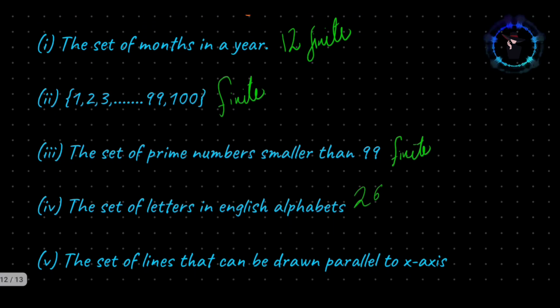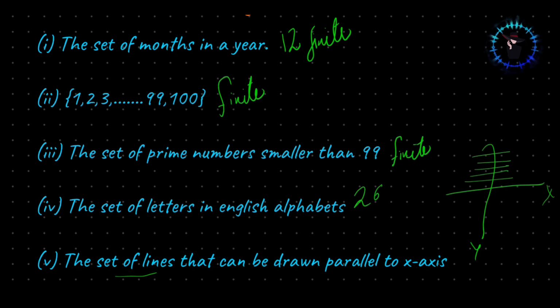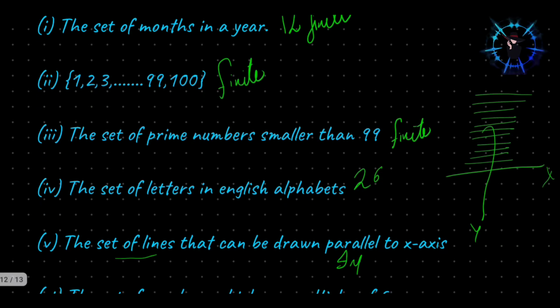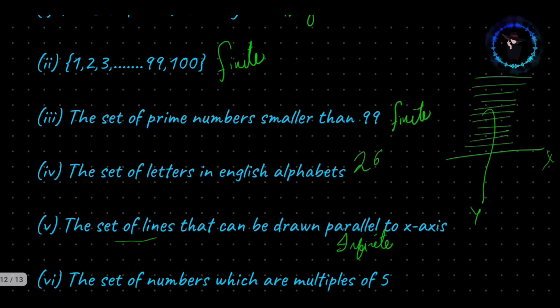The set of lines that can be drawn parallel to the x-axis. So what's the x-axis? This is y, this is x. So the set of lines. How many lines can we draw? 2, 3, 4, 5, 6, 7. Infinite. We can draw as many lines as we want. So it is an infinite set. Sixth one, the set of numbers which are multiples of 5. There are infinite numbers because there is no end to the numbers. So multiples also don't have an end. Infinite.